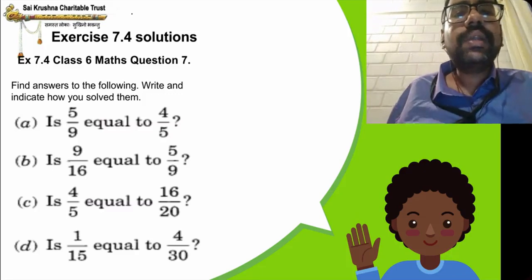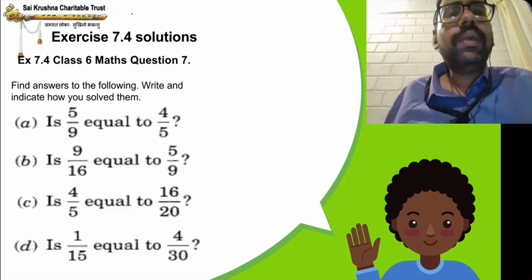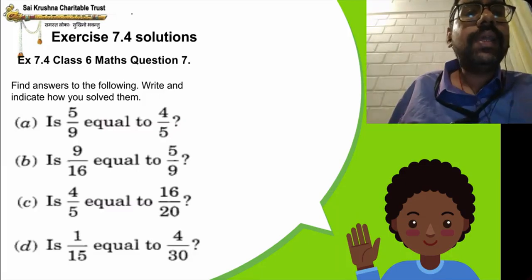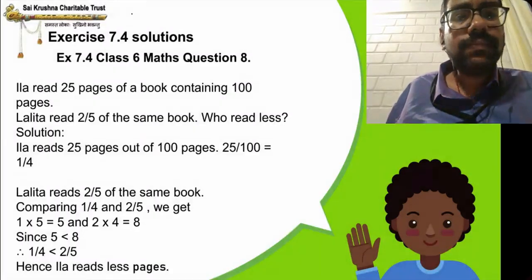So, what is the fraction on the left hand side? 1 by 15. What is the fraction on the right hand side? 4 by 30. Therefore, 4 by 30 is greater than 1 by 15.